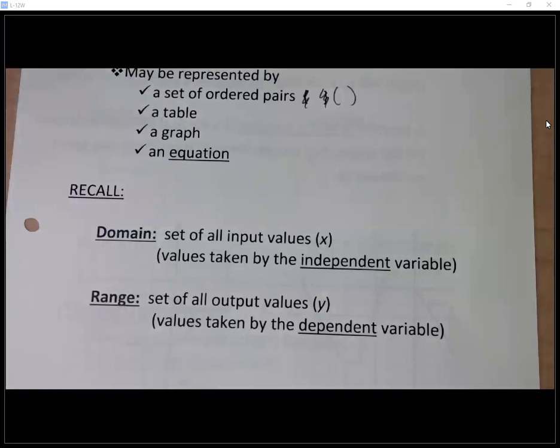Okay, we're going to talk about that at great length probably tomorrow and Wednesday, actually. Okay, so more to come on that. Range is all your Y values that the graph produces.